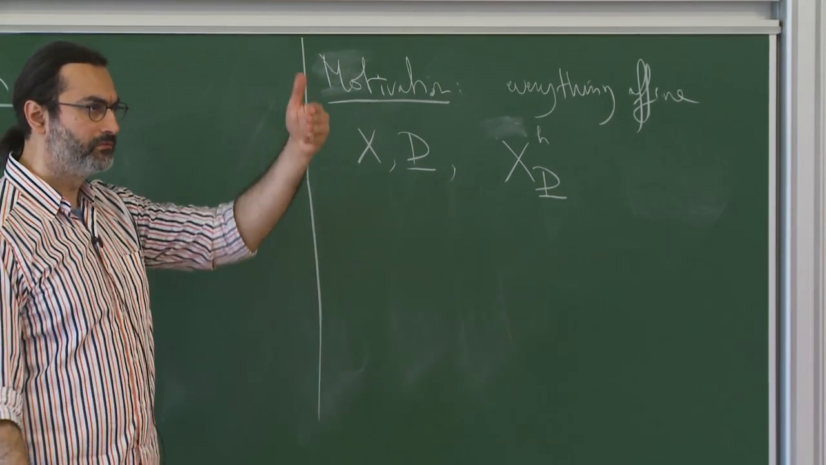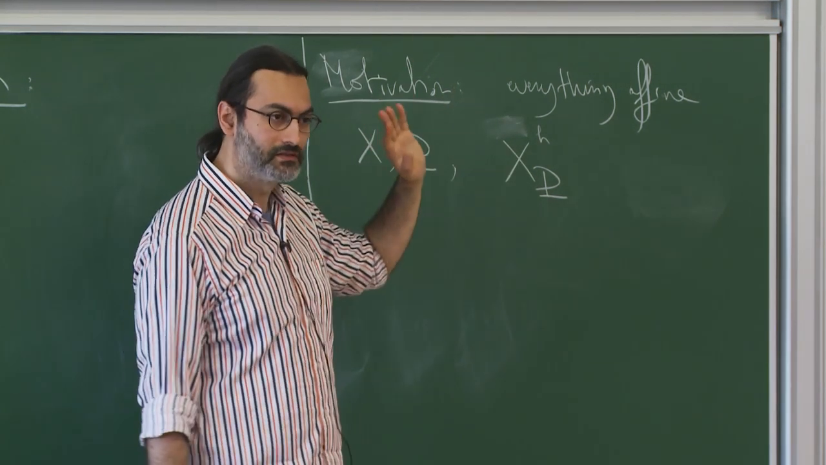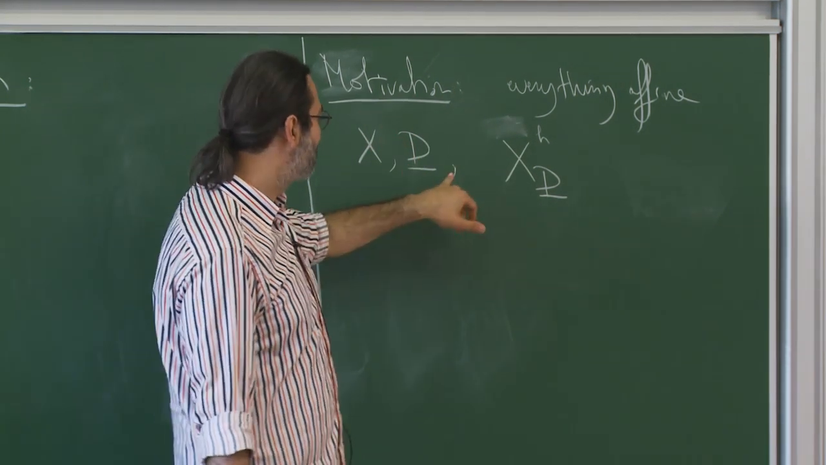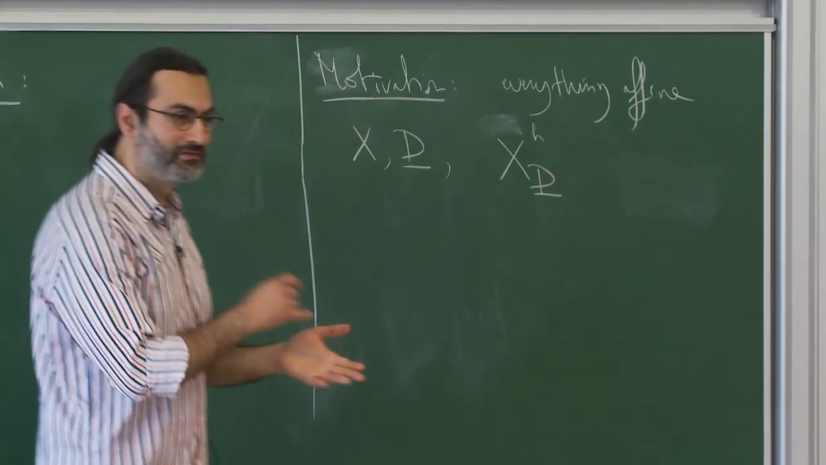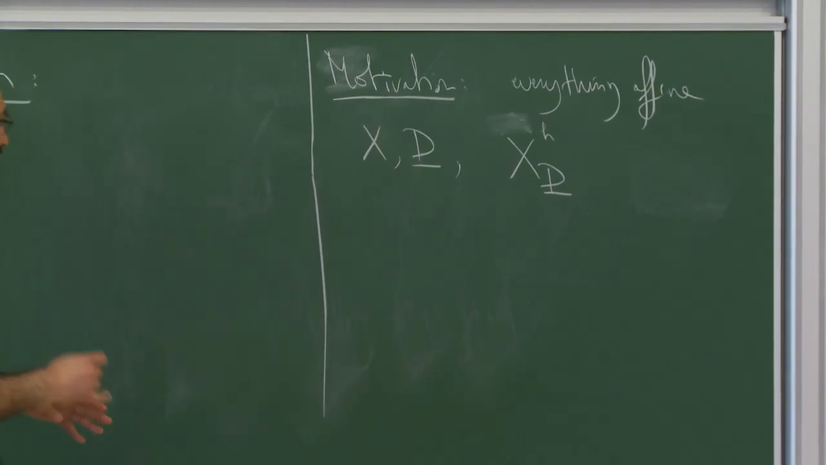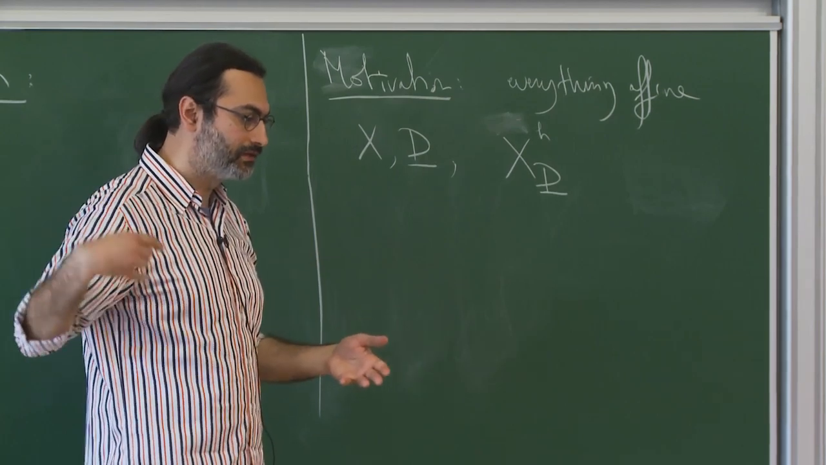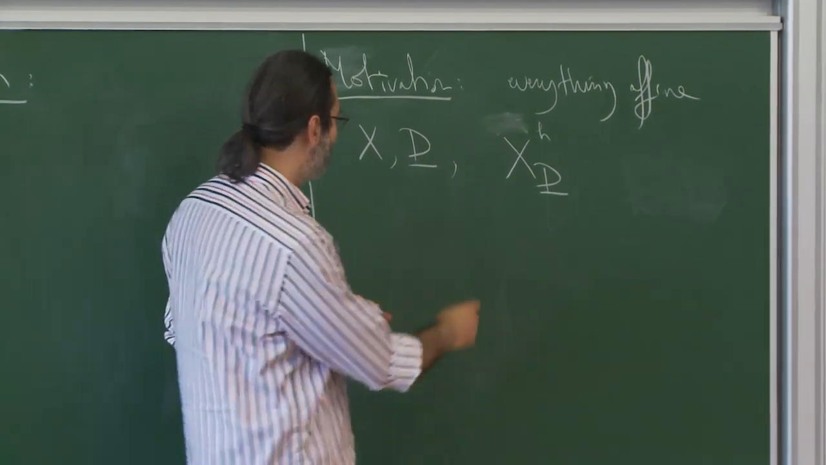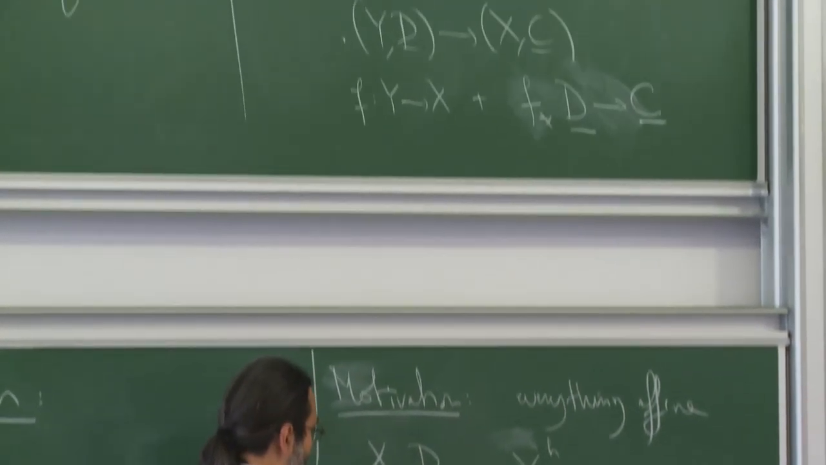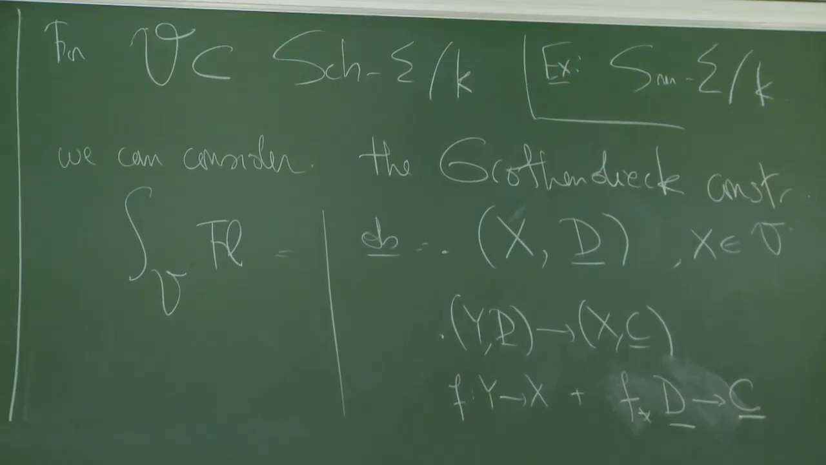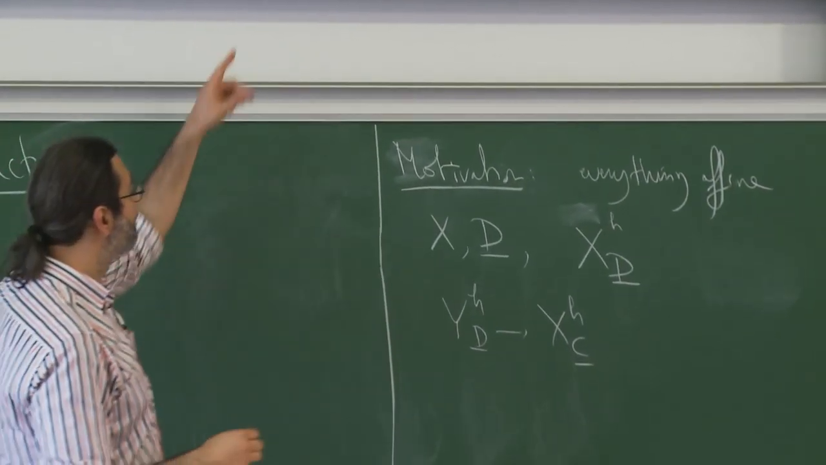Yeah, I mean, no, the first one will not be disconnected. Let's say I'm in the smooth case, and let's say that this is also smooth. So in good cases, you don't have any problem. It's still connected and so on. Whenever you have a map like this, it will give you a map like this. So with this definition, you get a functor.